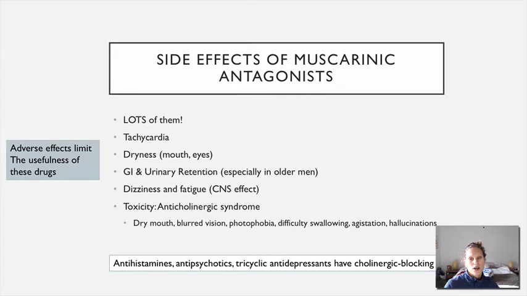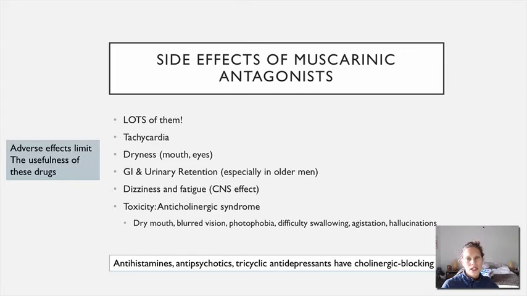You would expect the heart rate to go up as a side effect of a muscarinic antagonist. You'd expect a lot of dryness of all of the mucous membranes, including the eyes. You'd expect GI and urinary retention, unless you're using it for that purpose. This can be especially problematic in older men who often have an enlarged prostate, so urinary retention is already an issue for them, and that can really be compounded by the use of muscarinic antagonists.